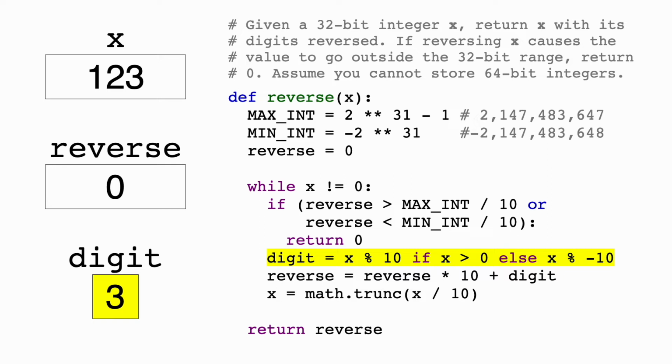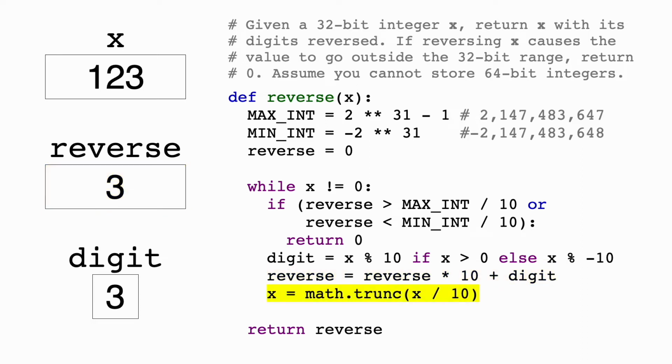So then, we're going to transfer that digit over to reverse, and the way we'll do that is by first multiplying reverse by 10 to make room for the new digit, and then adding on that digit. So in this case, 0 times 10 is still 0, and then we'll add 3, so now reverse is 3.